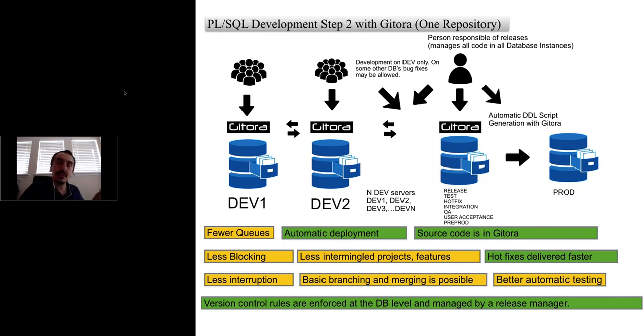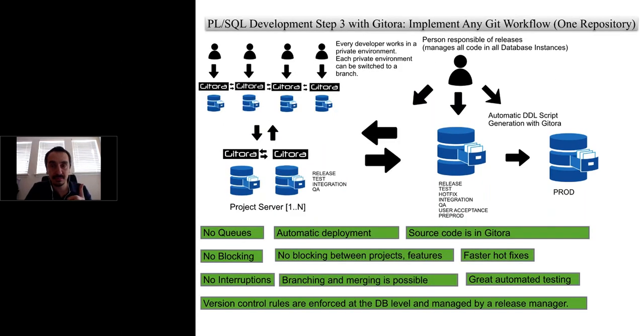Any questions about these two? Because these are really important. It's really important that we become less blocking, we have fewer queues, we have less interruption. So everybody seems to be intact? Okay, cool.